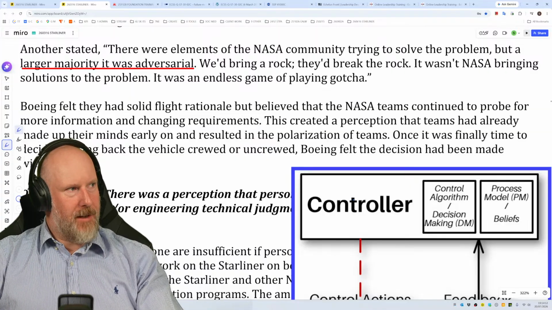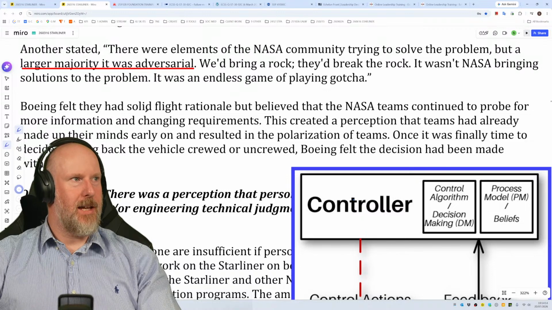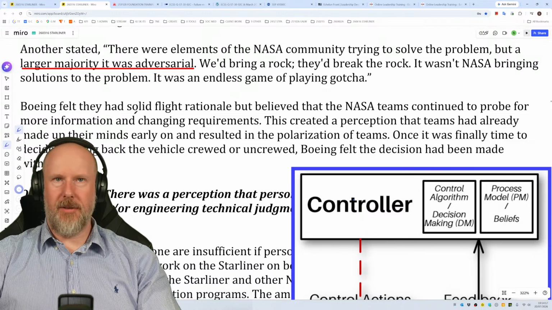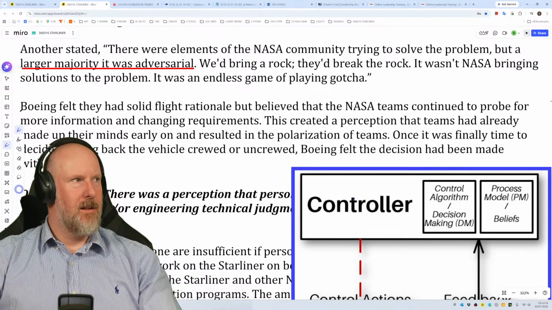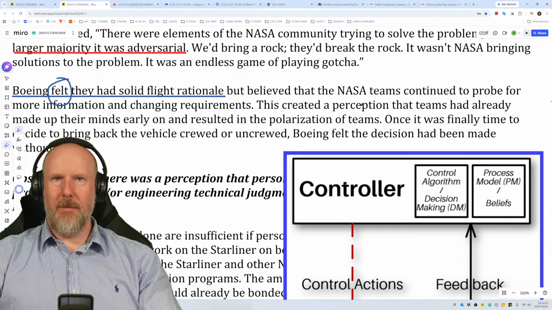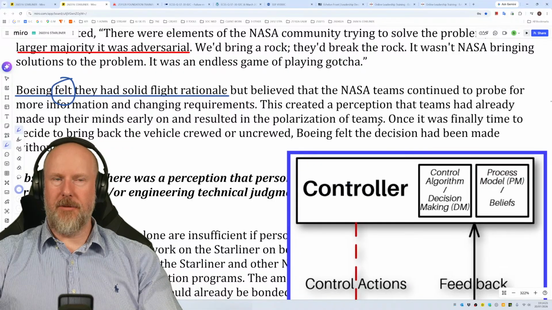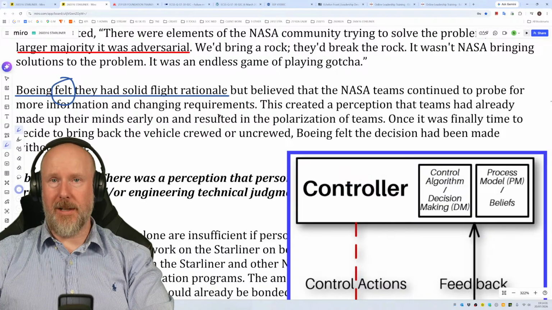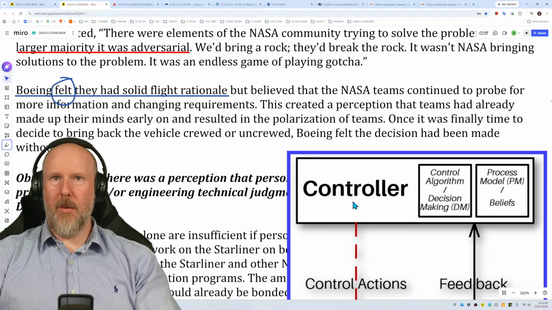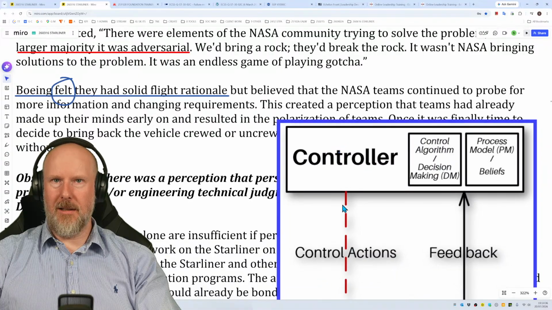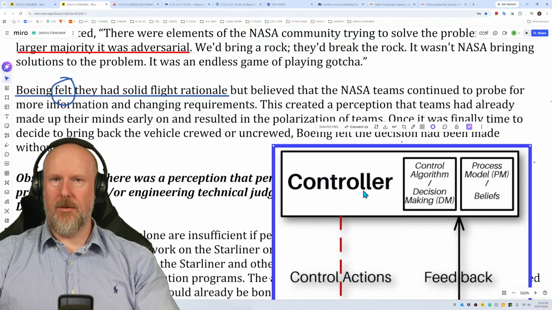Okay, so Boeing felt that they had solid flight rationale. So two things. We mentioned earlier on about going flying for the crewed flight test and why would it make sense to go flying when qualification was not complete. And I think this section is about to explain some of that. So if this controller is Boeing and they decide we're going to go flying with a crewed flight test, Boeing felt they had solid rationale.